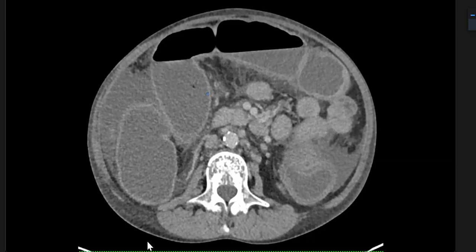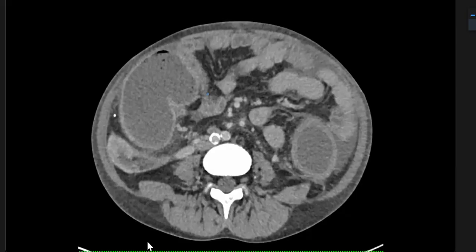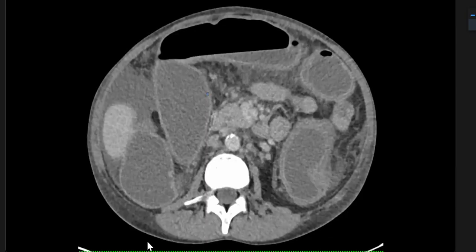So in the conclusion, when you do an on-call scan, in the body of the report you will mention cholelithiasis without cholecystitis. But in the conclusion, you will mention that there's a pancolitis with acute intussusception, and the mesentery is really congested. So it's an urgent referral to the on-call surgical team.